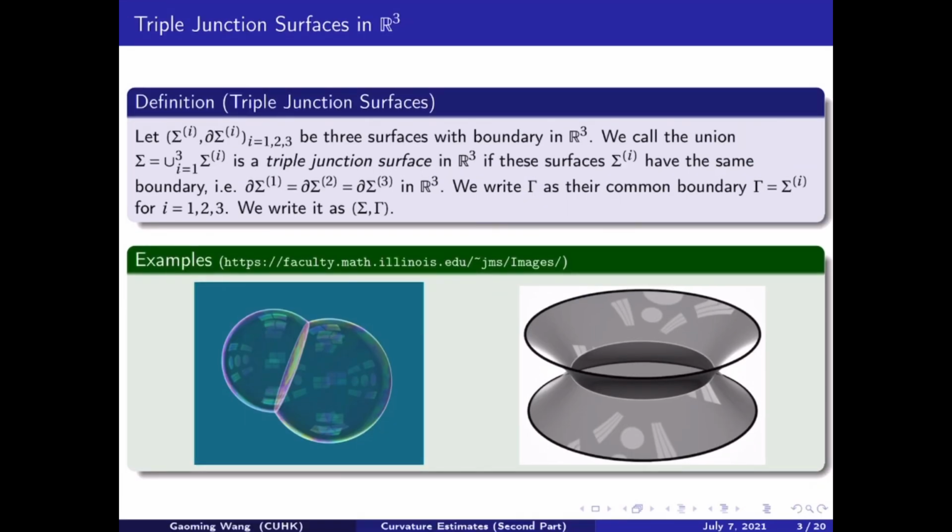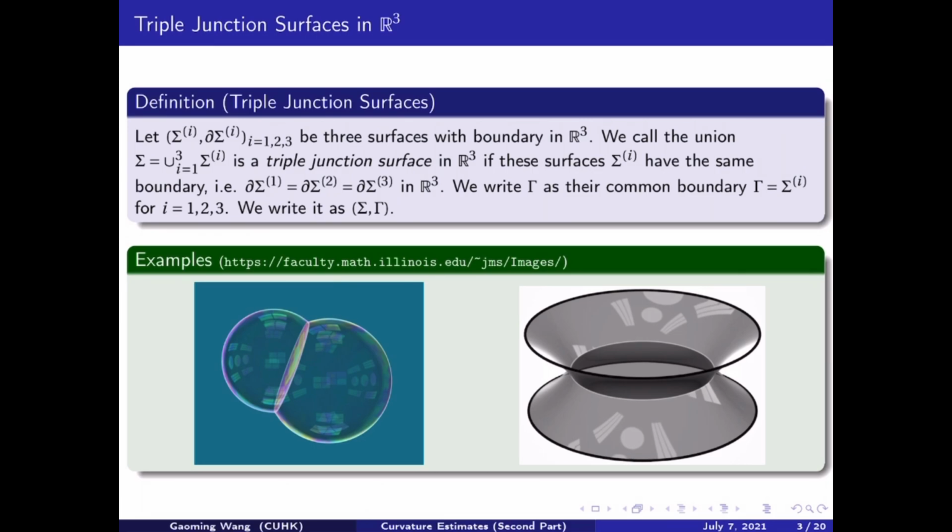At first, we will need to clarify what a triple junction surface in R3 is. Suppose we have three surfaces, which we write as Σ_i, with smooth boundary ∂Σ_i. We call the union of these three surfaces a triple junction surface if these surfaces share the same boundary in R3. That means ∂Σ_i will be isometric to a fixed one-dimensional submanifold of R3, which is written as γ. We will use Σ_γ as a notation for the triple junction surface.